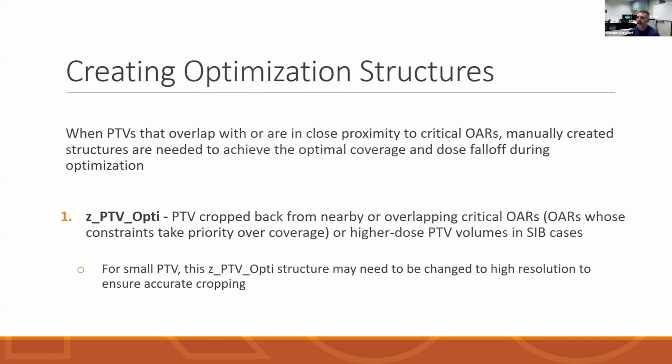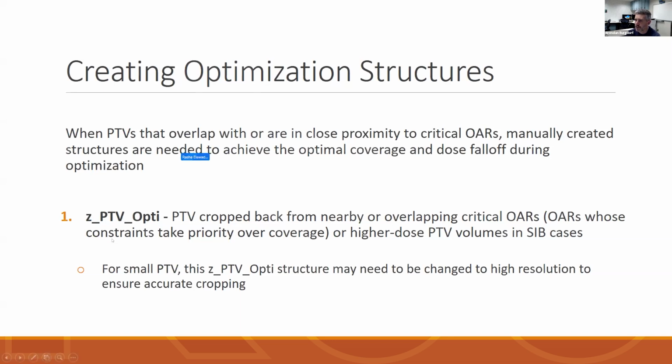Okay, so now that we have these dose fall-off principles in mind, we'll consider starting to create optimization structures. If you have a situation where you have a PTV that overlaps or is in close proximity with a critical OAR, and when I say critical OAR, that means one where you want to prioritize the sparing of that OAR higher than the coverage of the target, we need to create manual optimization structures to achieve the optimal coverage and dose fall-off during optimization.